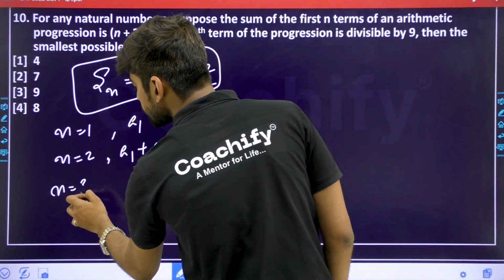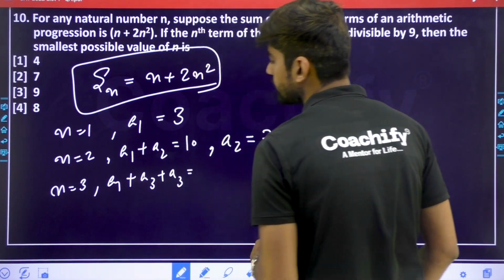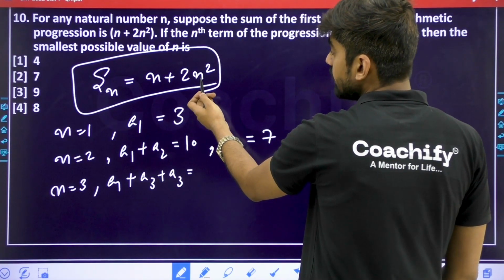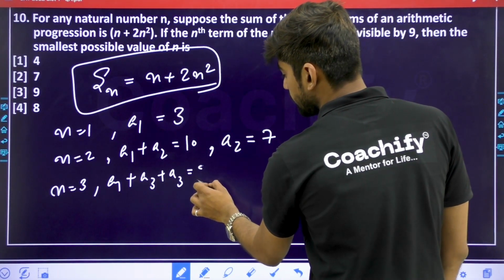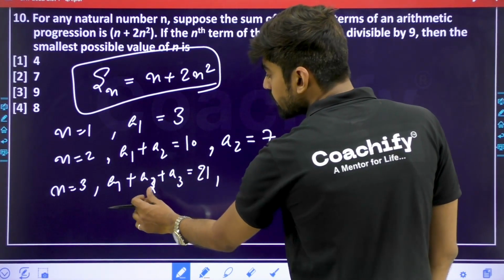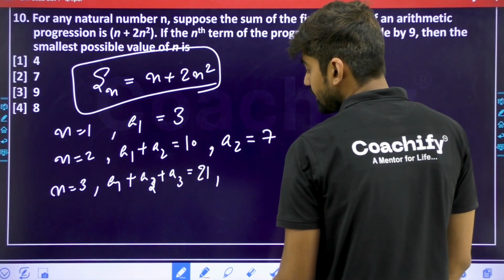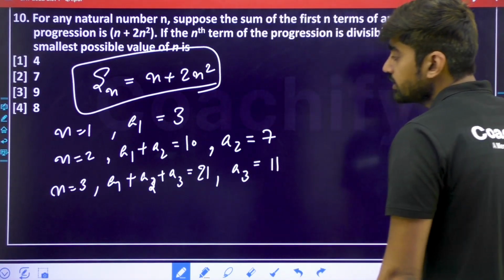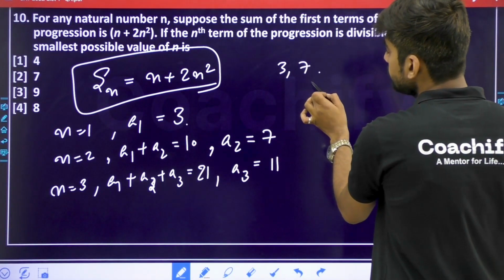And when I take n equal to 3, this result gives me the sum of 3 consecutive terms. So let's put n equal to 3. This is 9 into 2, 18, and 3, that is 21. So from this, if I subtract the sum of A1 and A2, which is 10, I can easily say that my third term comes out as 11. So guys, if you observe this, my first term is 3, second term is 7, third term is 11.